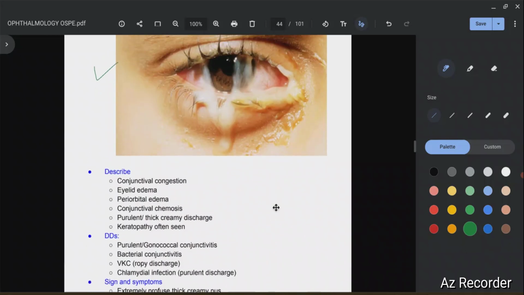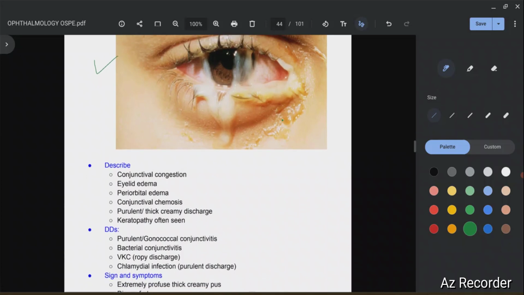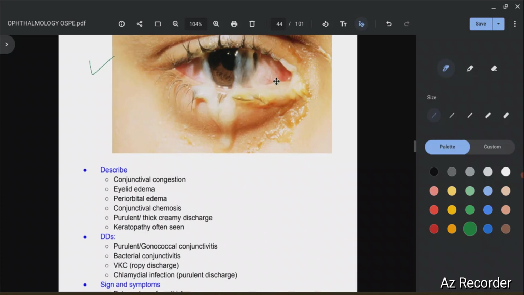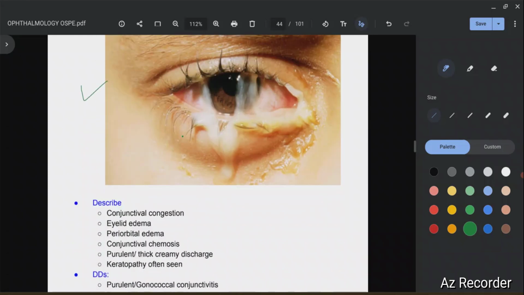So what are the characteristic features that we have? We have conjunctival congestion, which means there is hyperemia of the conjunctiva. You can see at some places the conjunctiva is red from here and red from here as well. Then there is eyelid edema. You can see the eyelid is swollen. Then there is periorbital edema as well. Can you see all of this swelling around the eye? Periorbital means around the eye.